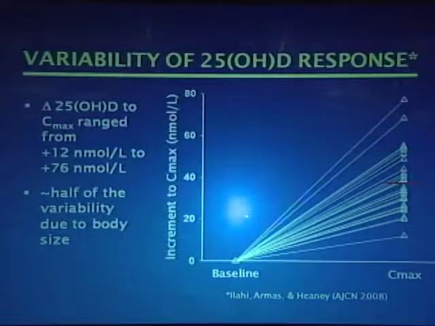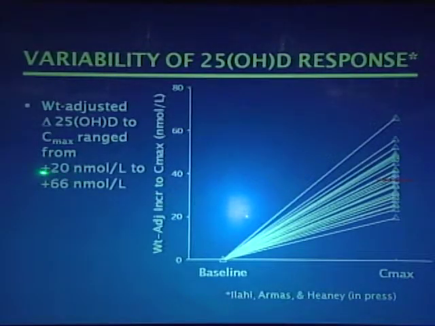Now, we checked, of course, for what were the possible causes of that kind of variability, and it turns out that half of it is due to body size, which is reassuring because if you put a given dose of any compound into a big volume, it ought to produce a smaller concentration than if you put the same dose into a small volume. But we've never been terribly clear about that in the vitamin D field because we didn't have good data. But about half of this is due to that. But let's factor that out. Here's what's left. We still have a range from 20 nanomoles to 66. It's still a threefold range after we've adjusted for weight.